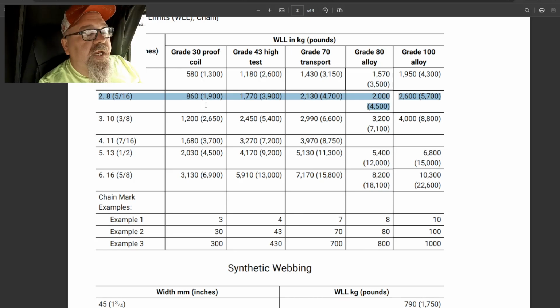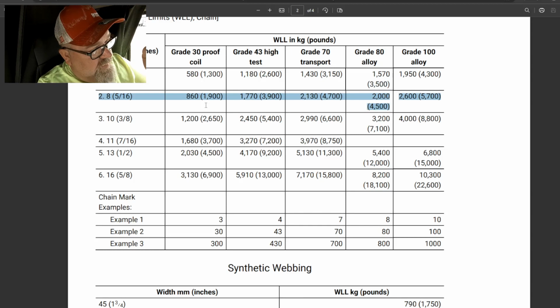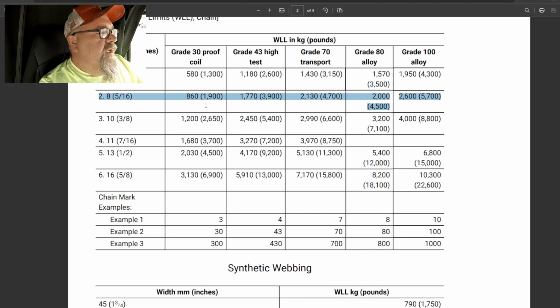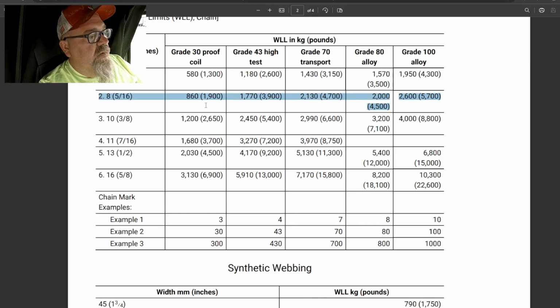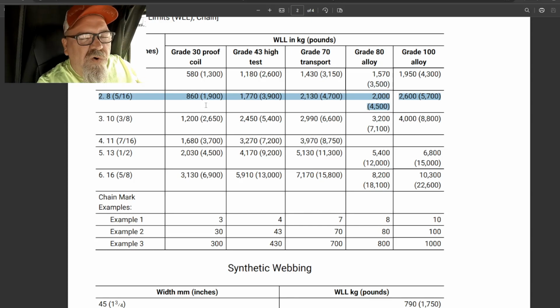If they cannot see that stamp that says G70 or 70G, which means grade 70, then they will go back to the lowest rating, which is the grade 30 proof chain. So it drops from 4,700 down to 1,900 pounds. You have to keep that in mind. That's why it's so important to take care of those chains. You clean them up, and if you have to, oil them every now and then to keep them from corroding, so that they can see that.